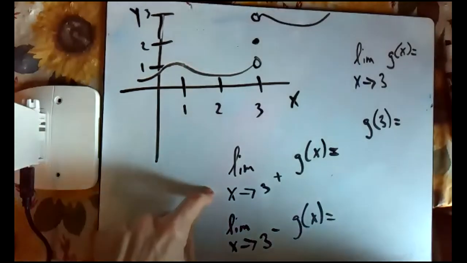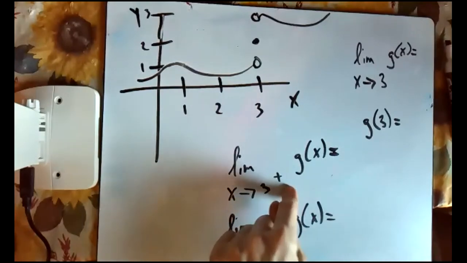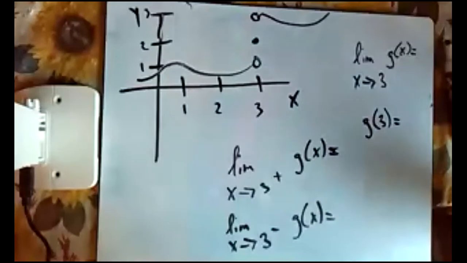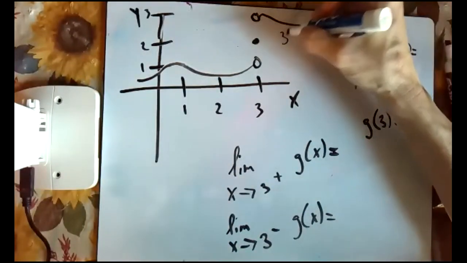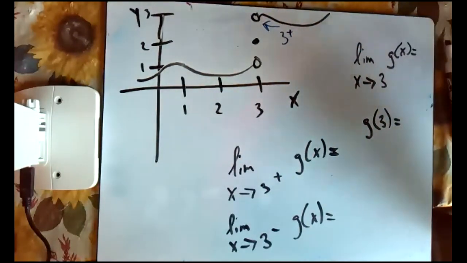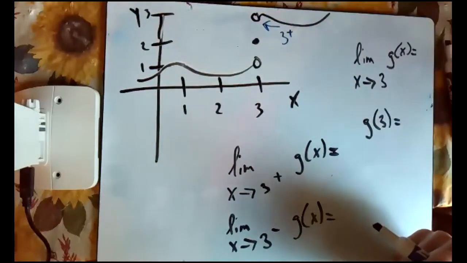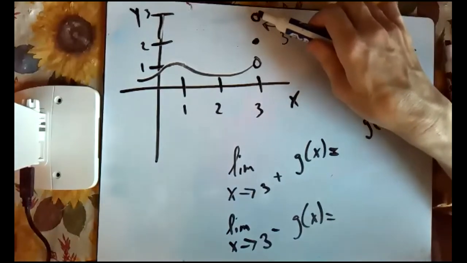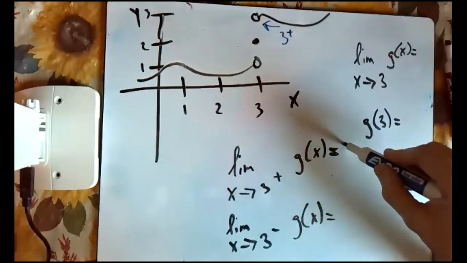So remember, this reads as the limit as x approaches 3 from the right-hand side. Where's g of x going? Or where's the y value getting closer to? So x approaches 3 from the right. This is 3 from the right, correct? Remember, you want to imagine you are walking towards that x value from the right direction. So if I'm walking towards x equals 3 from the right, where's your y value going to? It's going to positive 3 right there.